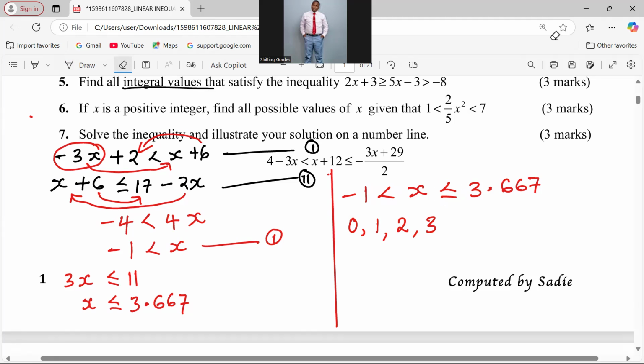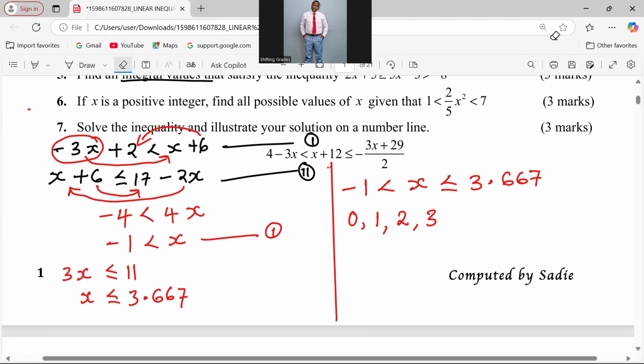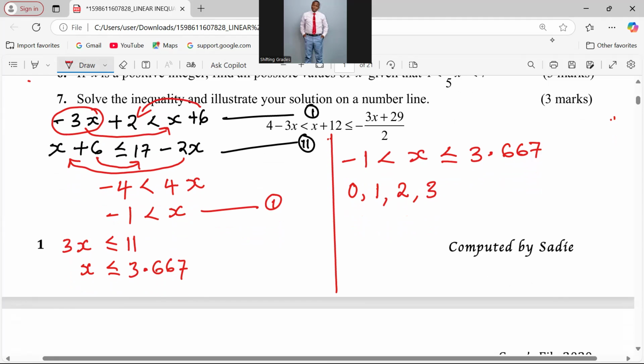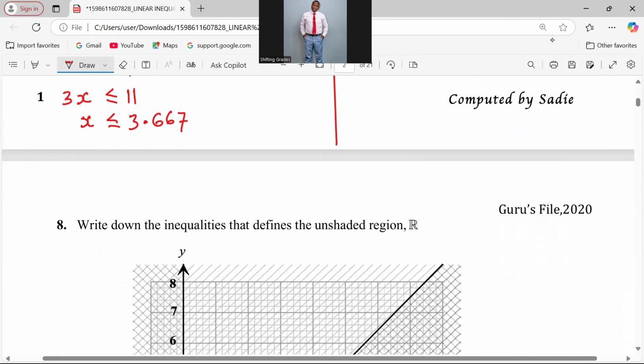Now, what you are supposed to understand is that 3.667, even if it is an inclusive boundary, it is not an integral value. Integral values are numbers, including 0, both positive and negative, except fractions and decimals. So this being a decimal, which can also be converted to a fraction, is not an integral value. Therefore, we go up to exactly 3. So those are the integral values we were supposed to come up with.